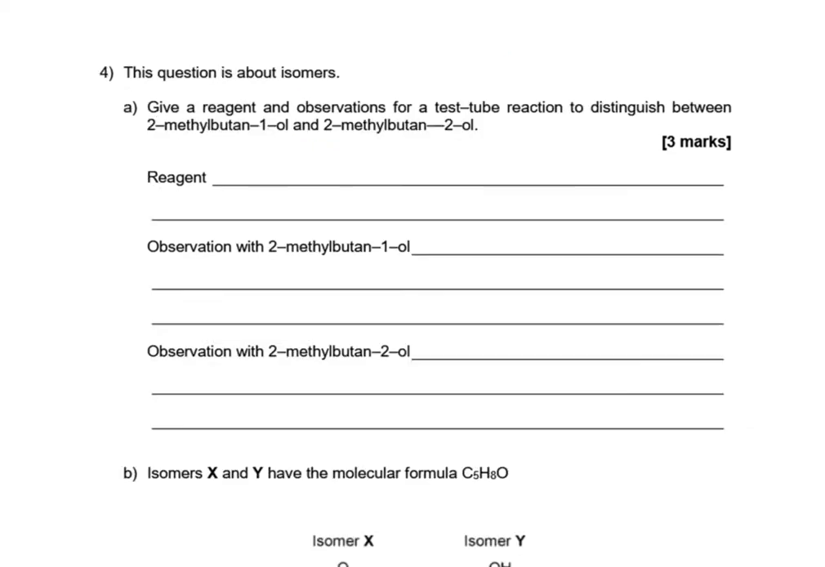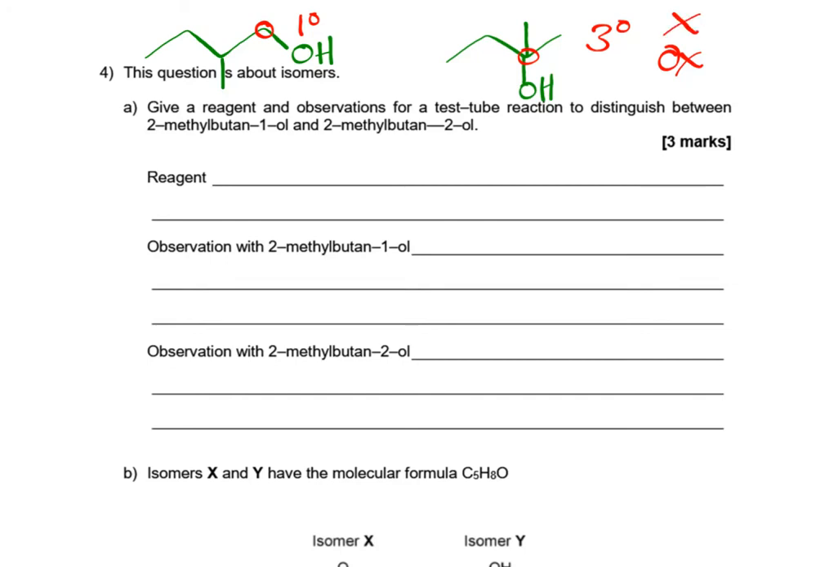Question 4, another distinguishing reaction. A couple of alcohols, so it's worth just having a look at the structures. So there on the left I've drawn 2-methyl-butan-1-ol. We can see that's a primary alcohol, whereas the one on the right, the 2-methyl-butan-2-ol, that's our tertiary. So immediately I'm thinking that tertiaries can't be oxidized. So this is how I'm going to distinguish between the two.